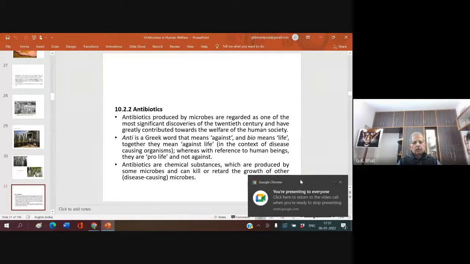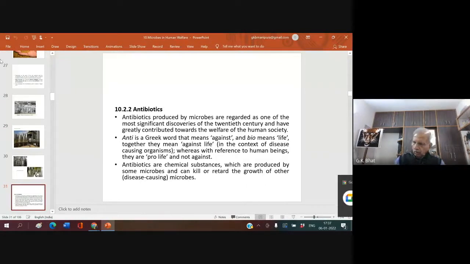Now let us continue the usage of microbes in human welfare. As we have seen in our last class, there are a good number of microbes which are quite useful to human beings. It is not that all microbes are harmful, and there are a good number of microbes which have made our life easy.